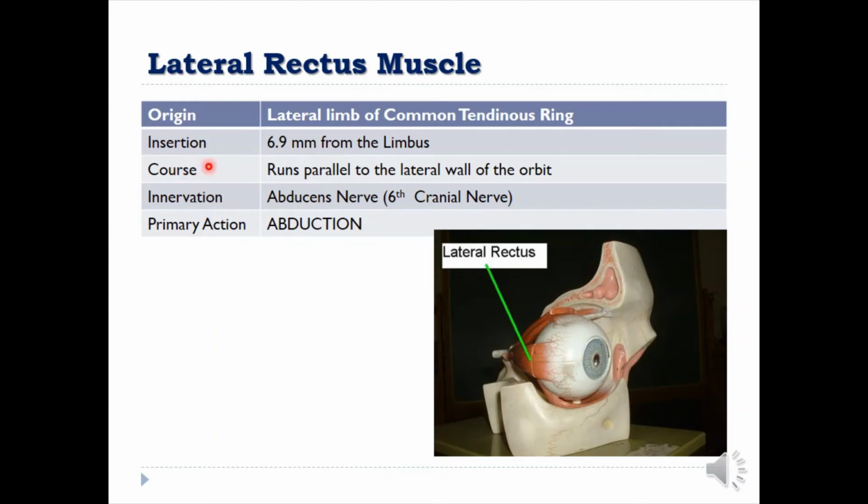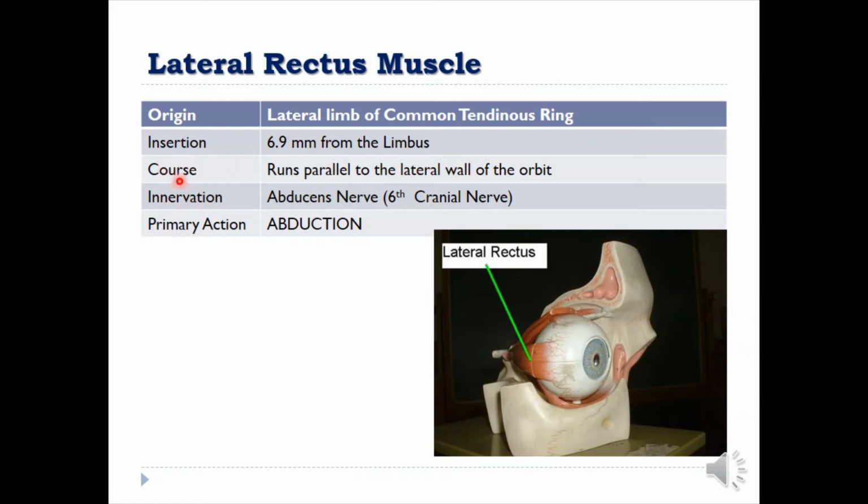So how does it travel after originating from the common tendinous ring? It is running parallel to the lateral wall. See, it is easy to remember then. Lateral rectus parallel to the lateral wall, superior rectus parallel to the roof, inferior rectus parallel to the floor, medial rectus parallel to the medial wall. So it's easy to remember the course of each of these extraocular muscles.